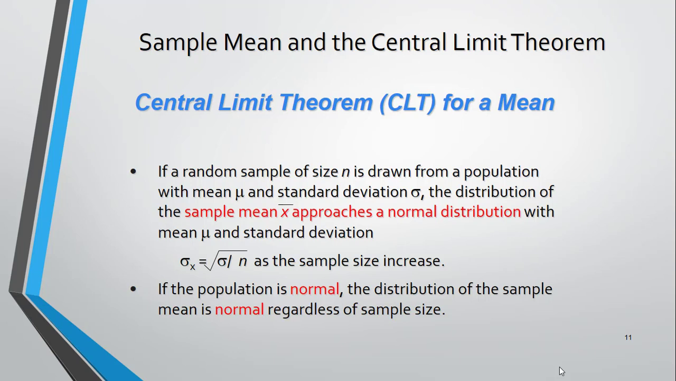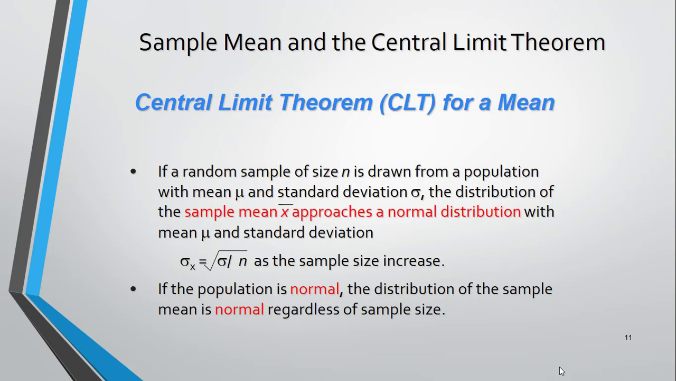The distribution of sample means x bar approaches a normal distribution with a mean of mu and the standard deviation of sigma, equal to the sigma of the population divided by the square root of n. Isn't that wonderful? Okay, I say it again.